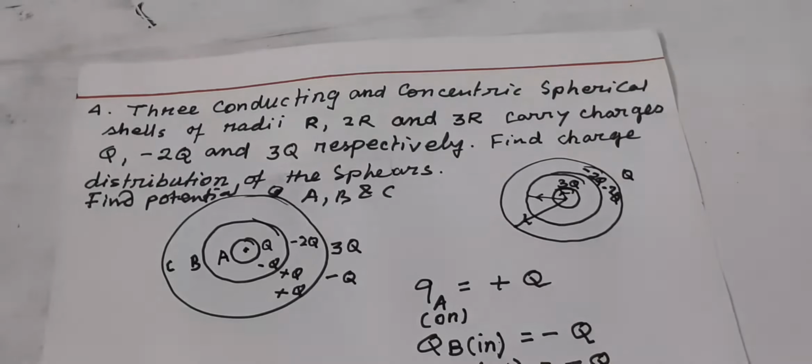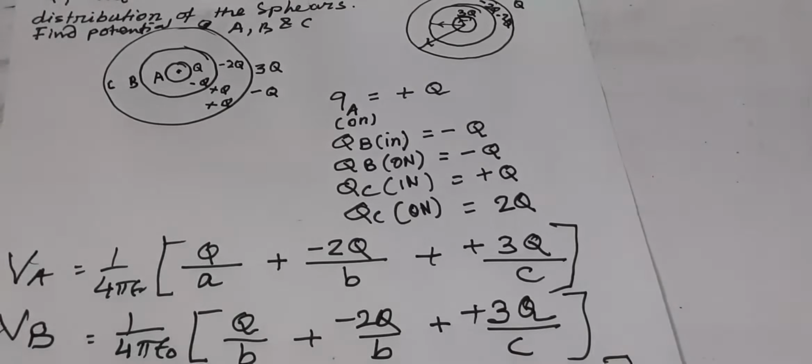Now potential on A we can calculate. On A it will be q divided by radius, that is charge divided by radius. For the B shell it is minus twice q divided by radius, because net charge on B is minus twice q by B, and plus net charge on shell C is thrice q by C. So solving we can get the potential here.